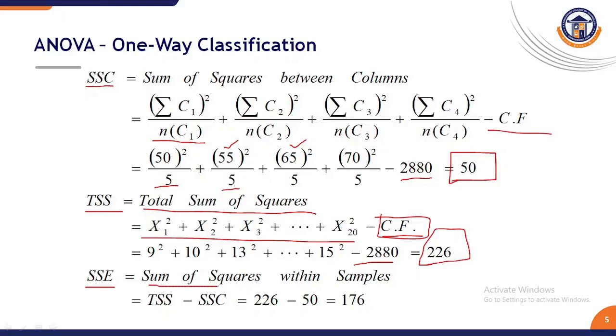Next, using these two values, find out the SSE. That means sum of squares within samples. In SSC we are calculating the variances between the columns. In SSE we are calculating the variances within the columns. So its respective formula is TSS minus SSC. Then SSE equal to 176.